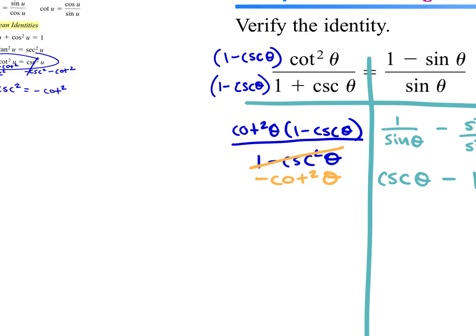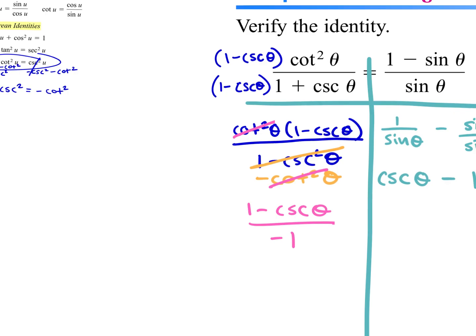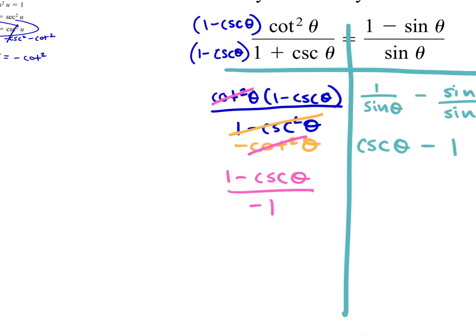Any other ideas? Is the cotangent up top being multiplied? Yeah, so we can cancel them out. So the cotangent squareds are going to cancel. So we have 1 minus cosecant over negative 1, because we still have that negative on the bottom. We can split it up. We can divide them by negative 1, just flip the sign. So we have negative 1 plus cosecant.